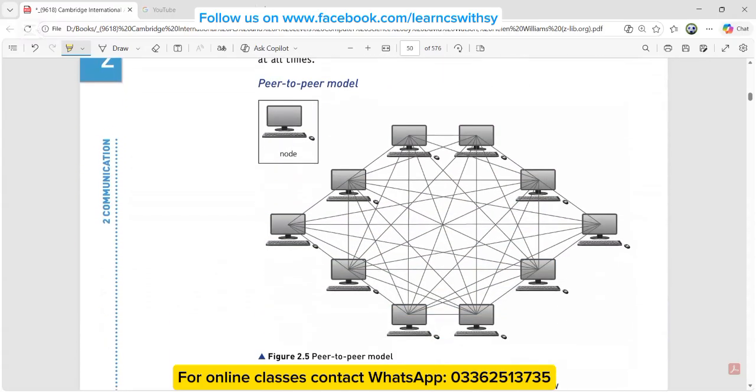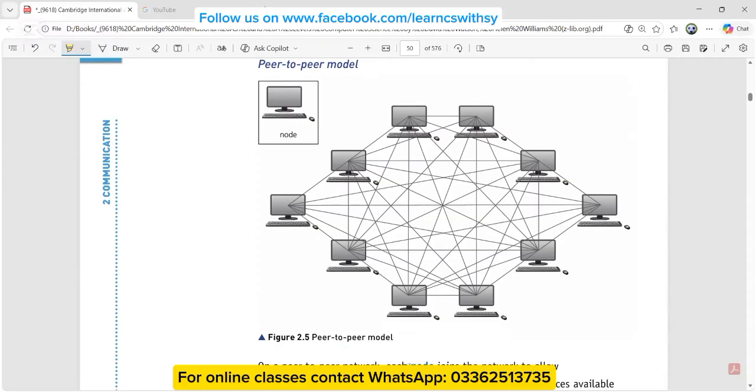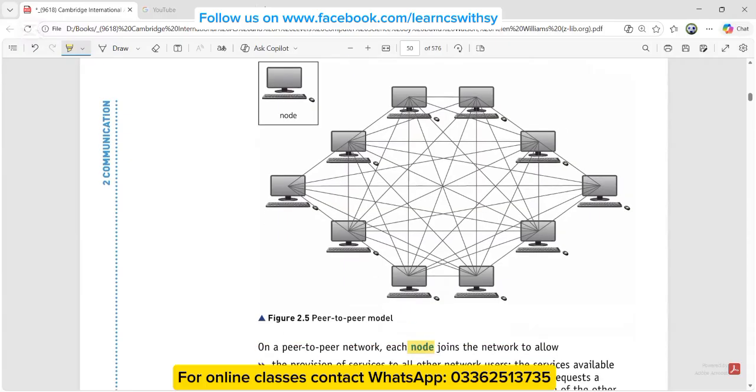Next one is peer-to-peer. Before I move to the explanation of the peer-to-peer model, let's talk about one term that we all should be clear about, and that is a node. This node is with respect to networking. In a networked computer system, every single device that occupies a connection in the network is called a node. It can be a computer, it can even be a printer. So when we say in a peer-to-peer network, each node means every single device. It does not imply only a computer.